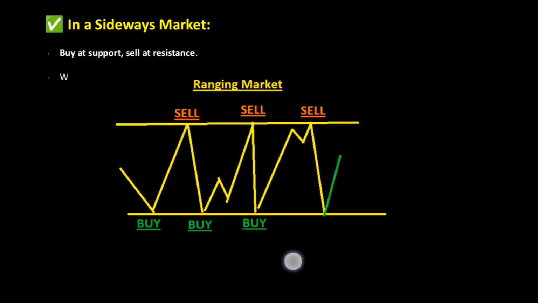Moving further in the range market, in this case, we buy at the support level. The support level acts like a floor. When the price reaches it, it usually reacts and moves back up. Then the resistance level acts like a ceiling. When prices reach this level, they tend to react and further move down. So we buy at the support level, targeting the resistance level, and we sell at the resistance level, targeting the support level.